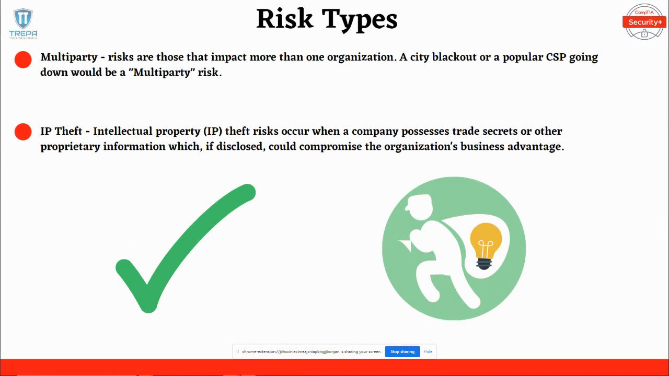A multi-party risk is anything that can affect multiple different organizations. This could be a city blackout or a cloud zone/region going down. Intellectual property theft is always a risk if your organization develops proprietary technology or software. NDAs are proper controls and policies that you must use to help prevent IP theft. And again, that stands for a non-disclosure agreement.